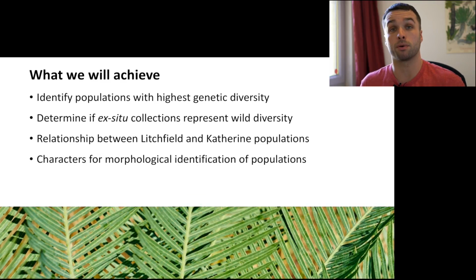What do we hope to achieve? We're going to identify the populations with the highest levels of genetic diversity and those which are the priority for conservation. We're also going to compare how these ex situ conservation collections represent the genetic diversity that you find in the wild, and build conservation management plans. And we're going to look for disjunction between the Litchfield and the Katherine populations. So are the ones at Katherine all the same species, or do we have some significant differentiation between these? I'm going to use morphological characters to further identify these.